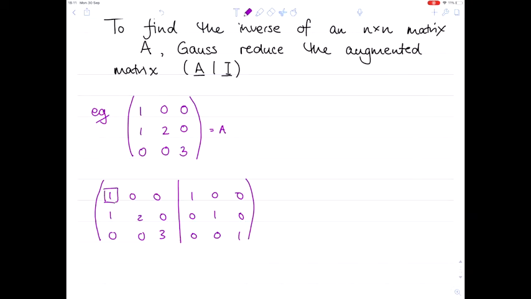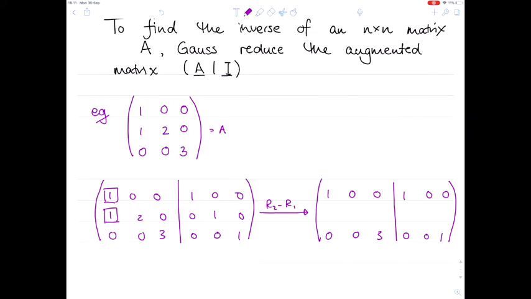We've got our 1 in the top left, so that's great. We need to get this to be a 0, so let's say row 2 minus row 1. So not changing row 1. Not changing row 3. And we're saying row 2 minus row 1, so we've got 1 minus 1, which is 0. 2 minus 0, which is 2, 0 minus 0, which is 0, 0 minus 1, which is minus 1, 1 minus 0, which is 1, and 0 minus 0, which is 0.